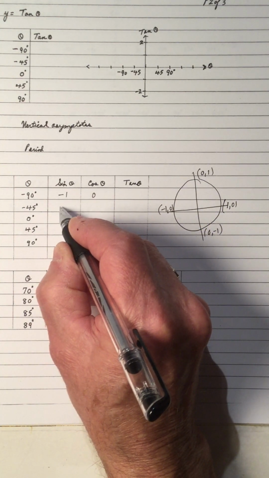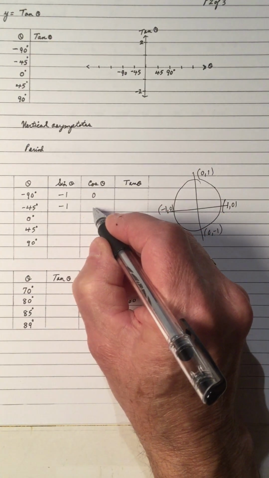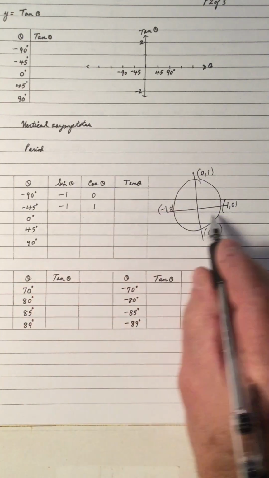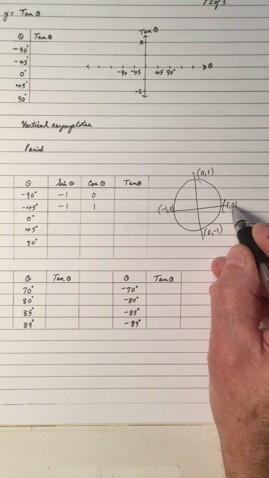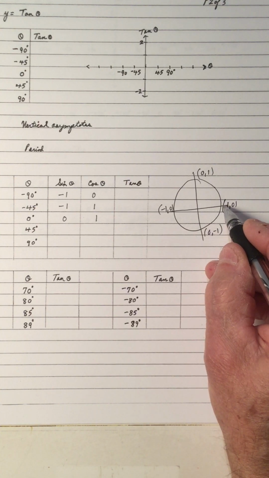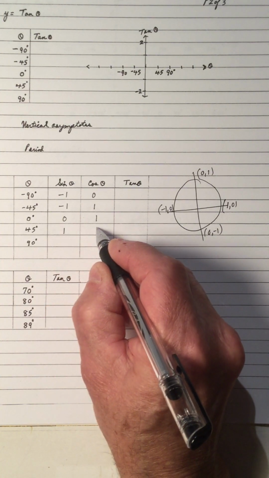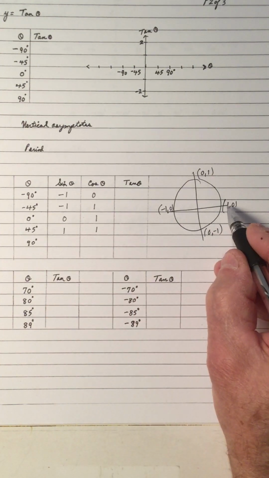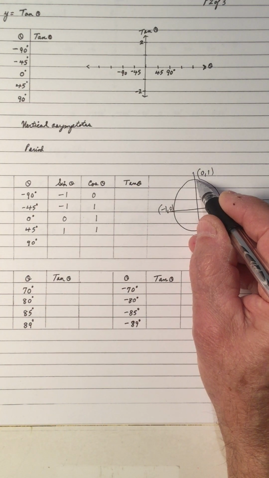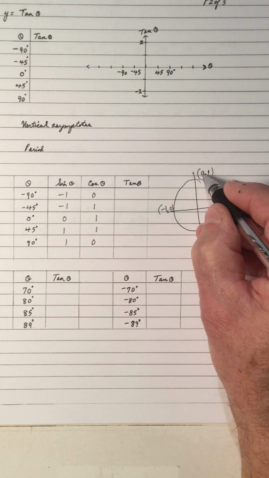The tan of negative 45 is negative 1. It's right here, because on a 45 right triangle, the cos of negative 45 is 1. And at 0 degrees here, sine is 0. Cos is the x, which is 1. And on a 45 right triangle, sine is 1. Cos is 1. And on the 90, 90 is positive right here, sine is the y, which is 1, cos is 0, which is the x.